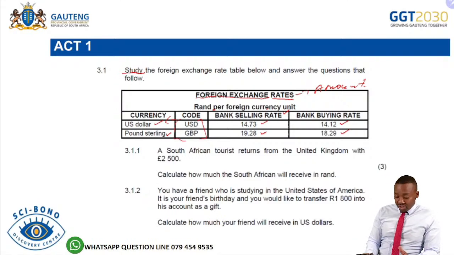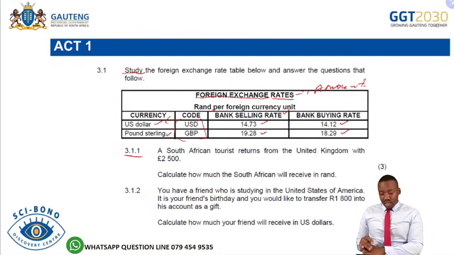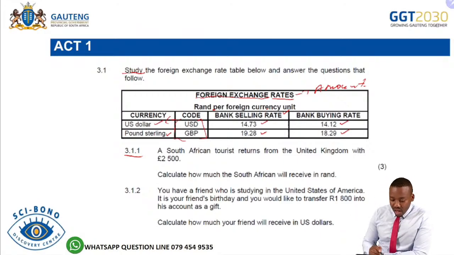Then you move to your question now. Then you write 3.1.1. Your numbering must also be correct. Let's check now what's going on here on this first activity. A South African, right? Remember, they will always give you cases. A South African tourist returns from the United Kingdom. Right?